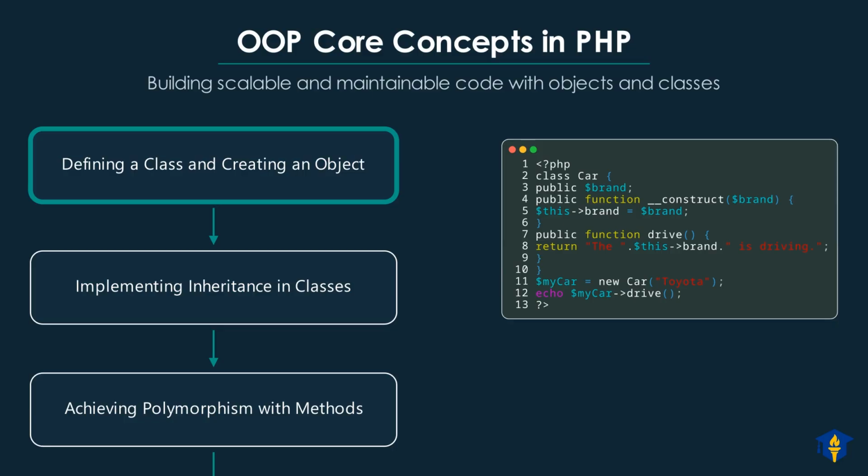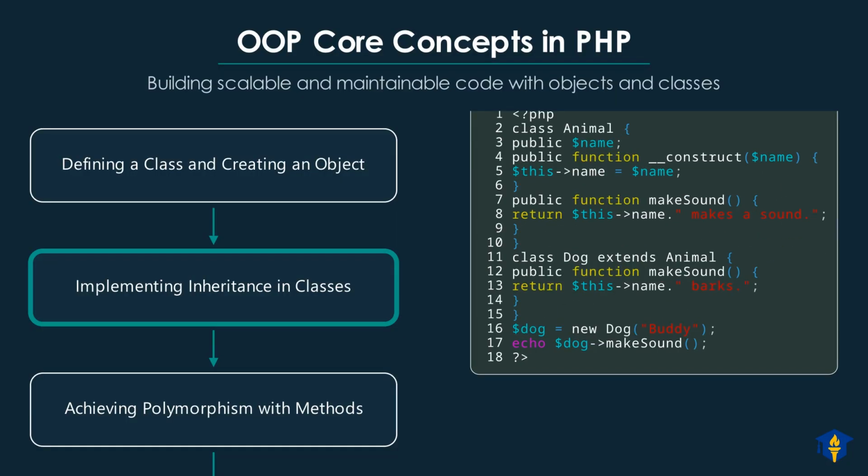This example shows how to define a car class with properties and methods. Then instantiate an object and call its method. Next, we will cover inheritance, a powerful OOP concept for creating specialized classes from existing ones.